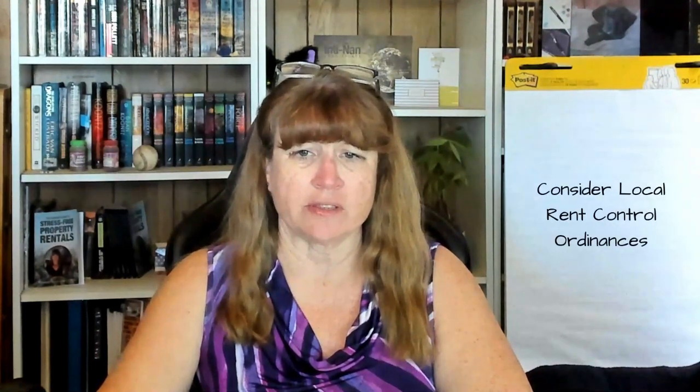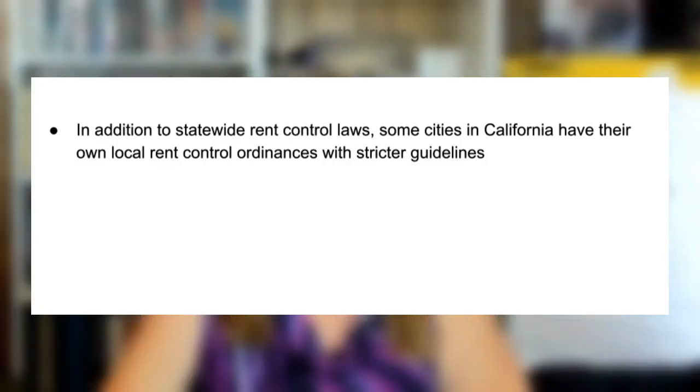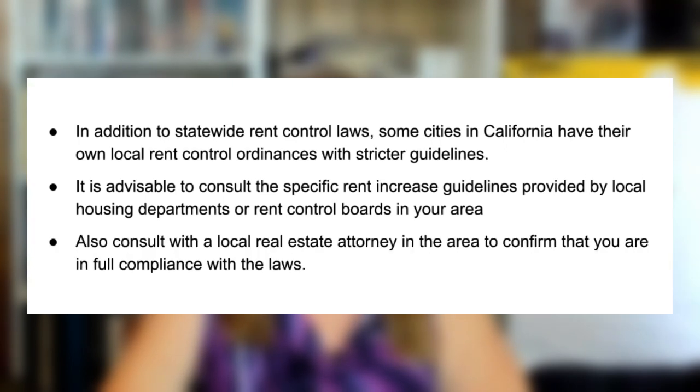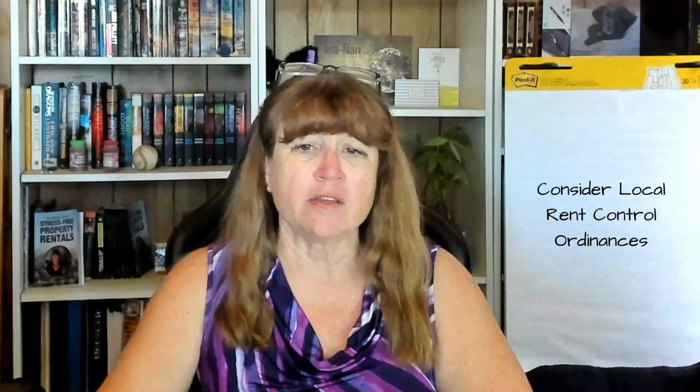Consider local rent control ordinances and where to find them. In addition to statewide rent control, some cities in California have their own local rent control ordinances with even stricter guidelines. It's crucial to research and comply with any local rent control laws that may be in effect for your property. To ensure compliance, it's advised to consult the specific rent increase guidelines provided by your city's local housing departments or the rent control boards in your area. These guidelines outline the permissible rent increase percentages and any restrictions or exceptions that may apply. You should also consult with a local real estate attorney in the area to confirm you are within full compliance of the law. Another place to check are the property management associations in the area.